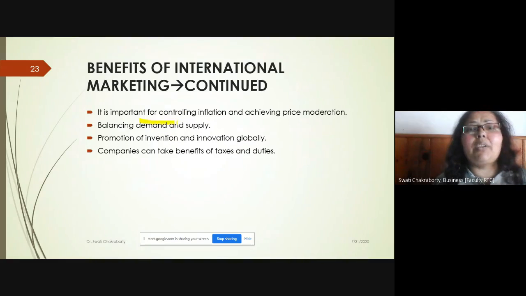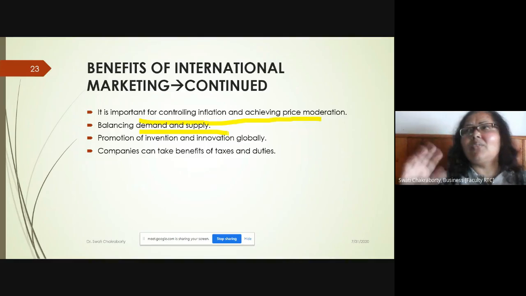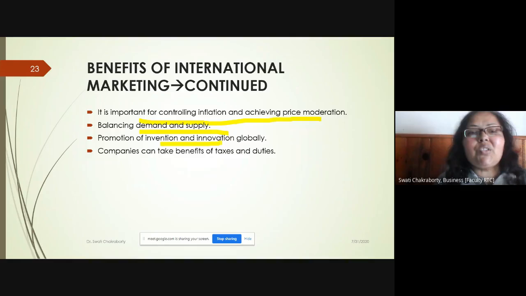It is also important for controlling inflation. Inflation can be controlled and price moderation can happen. There can be a balance between demand and supply, so there won't be disequilibrium when you are targeting different markets. Invention and innovation can be promoted.